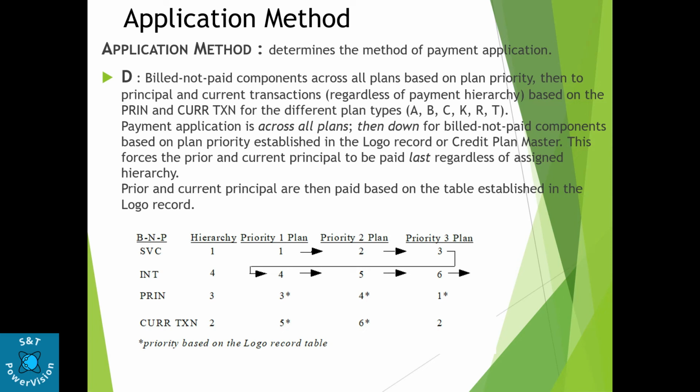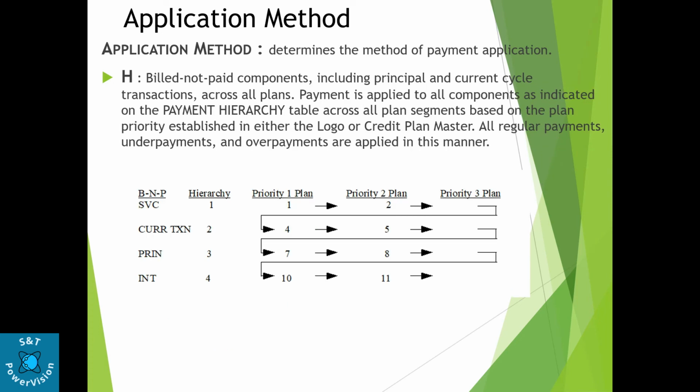So this is our priority here: service, interest, principal and current transaction. For the given plan number, first service, then the interest transaction. After that, the principal and current transaction will be based on the logo record table depending on the plan type, whether it will be A, B, C, K, L, R, T, in that order.